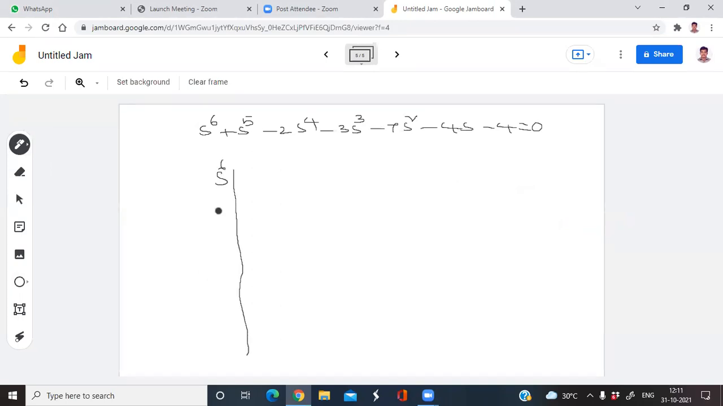s^6. First I want to write s^6, s^5. For this, this is 1, 1, minus 2, minus 3, minus 7, minus 4, minus 4, 0. Now I want to write s^4. Now tell me what are the elements in the s^4 row? 1.